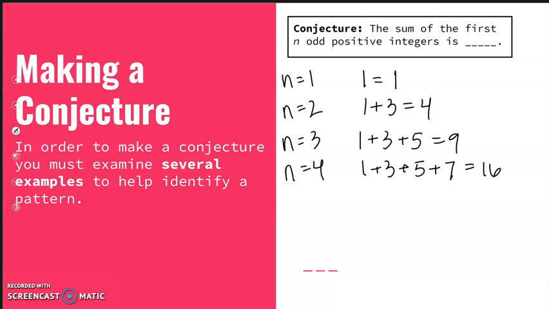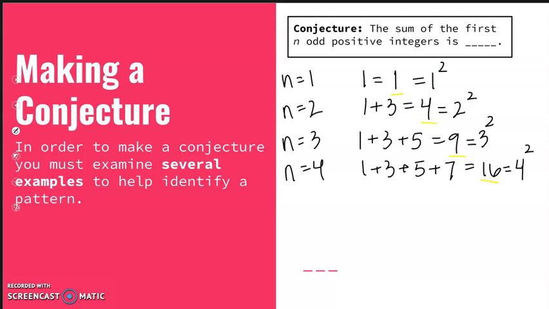Now, after looking at these 4 examples, I'm starting to notice a little bit of a pattern that's occurring. Notice that these are all perfect squares. So let's represent them as perfect squares. This would be represented as 1 to the power of 2. This would be represented as 2 to the power of 2. This is represented as 3 to the power of 2. And this is represented as 4 to the power of 2.